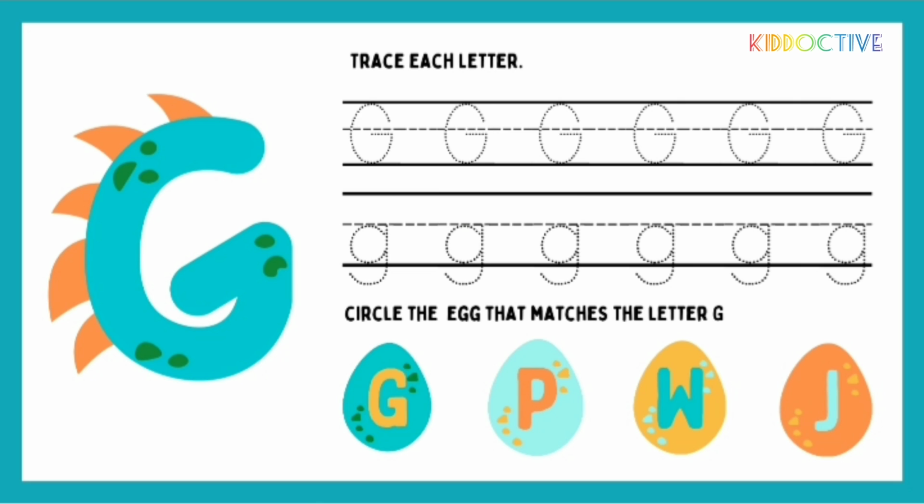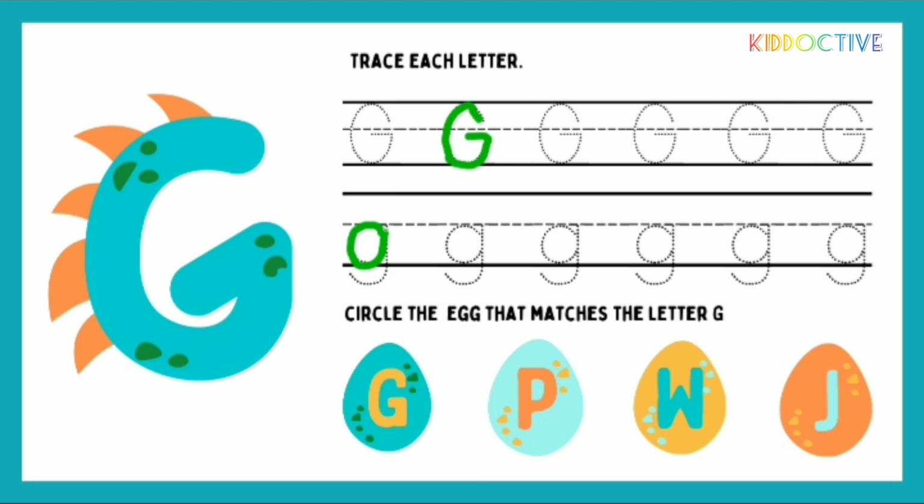Now comes letter G. G looks like this. We are going to write the capital letter G. Okay. Now comes small letter G. You are going to write like this. Circle. Then bend like this.